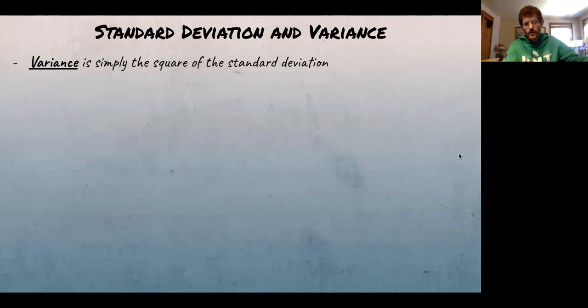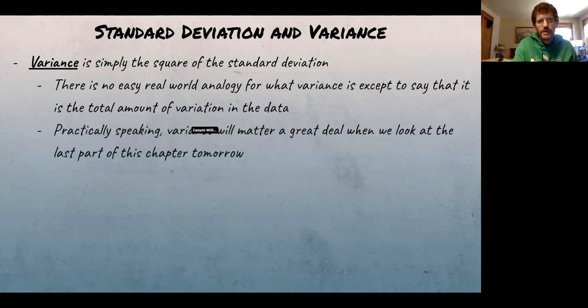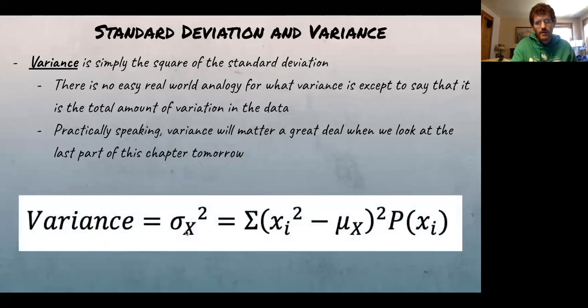Variance is the square of standard deviation. It's just, again, like I said before, the total amount of variation in the data. This is going to matter a lot more tomorrow when we're looking at the rest of chapter 16. So if you've already read it all, you already have some idea about how variance comes into play. We're going to look at a little bit today, but it's worth conceptually understanding it right now. And the only difference between this and what you just saw is there's no square root. And so this is your standard deviation squared.